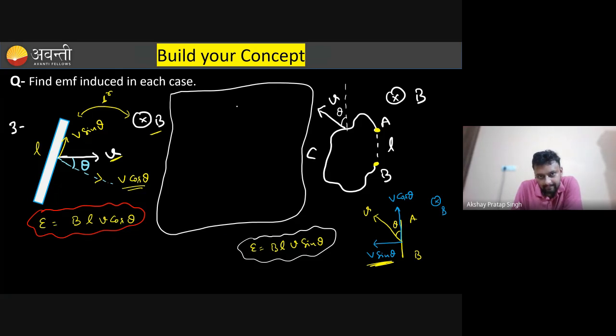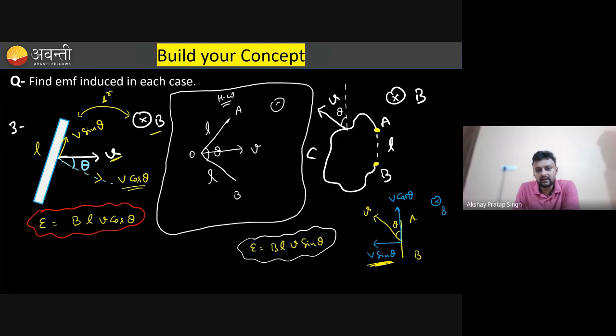Like, homework question. Two rods are connected such that this is AOB, and it makes an angle theta. Clear? This length is L, this length is also L. And this complete system is moving with some velocity V.